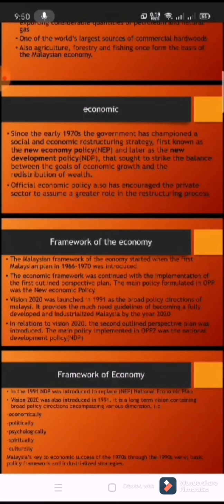Since the early 1970s, the government has championed a social and economic restructuring strategy, first known as the New Economic Policy (NEP), and later as the New Development Policy (NDP), that sought to strike the balance between the goals of economic growth and the redistribution of wealth. Official economic policy has also encouraged the private sector to assume a greater role in the restructuring process.